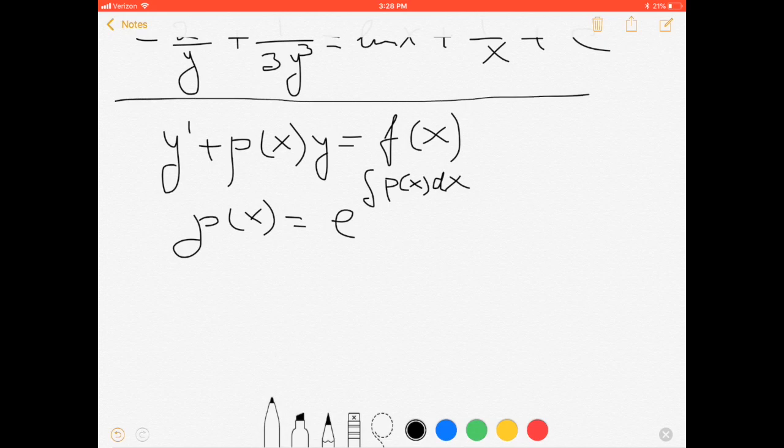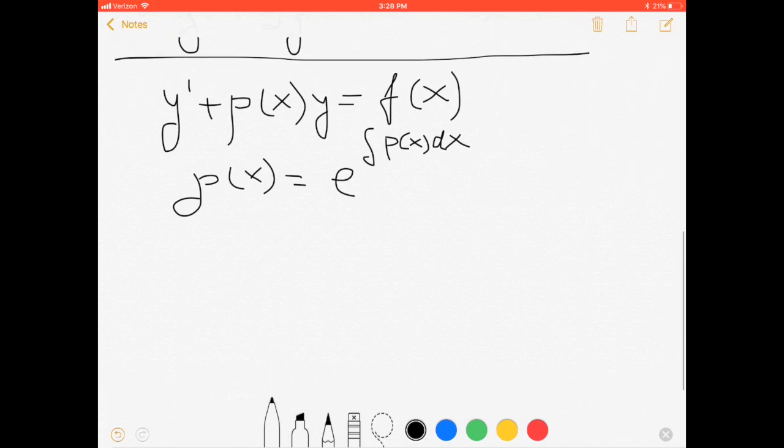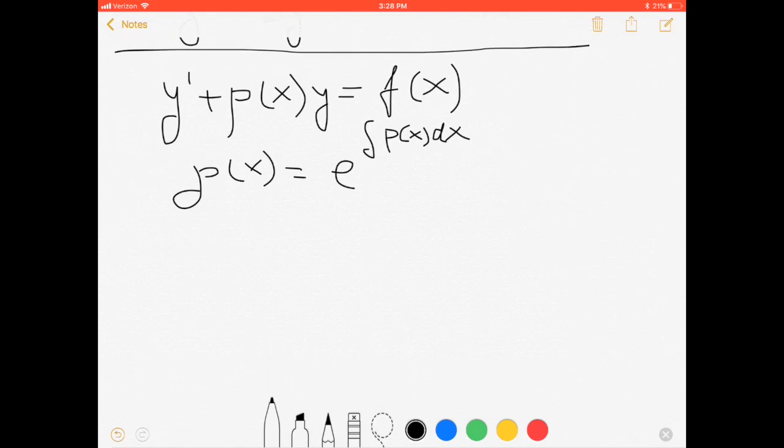After you compute it, multiply your equation by this rho(x). You have a full differential in the left part and some function depending only on x in the right part. Take the integral of both sides and you solve it.